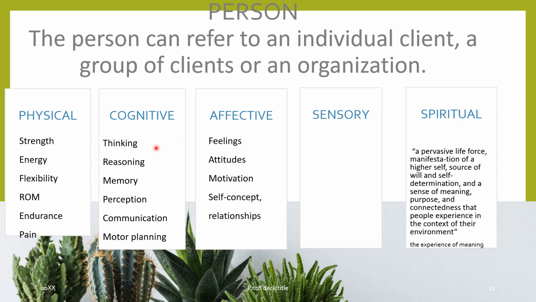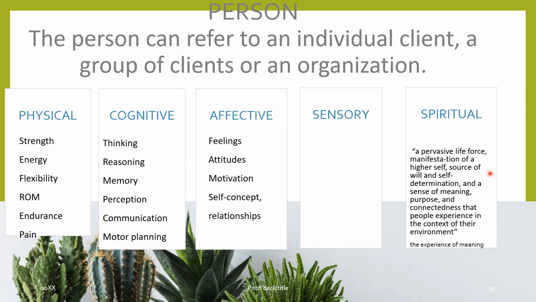Cognitive construct could be thinking, reasoning, memory, perception, communication, motor planning. And then affective is more about their feelings and attitudes, motivation, self-concept, and relationship. And then sensory is just sensory: how they feel, smell, move, proprioception, kinesthesia, that type of thing.